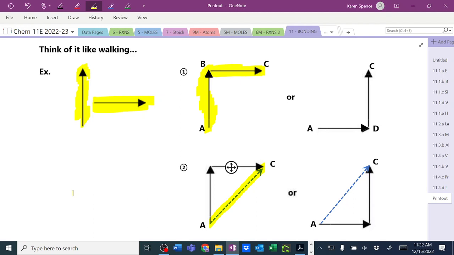Does it matter which way we put the arrows? You notice here I've put the up arrow first and then the across arrow second. Does it make a difference if I do the across arrow first and the up arrow second? No, because you end up with the same resultant.